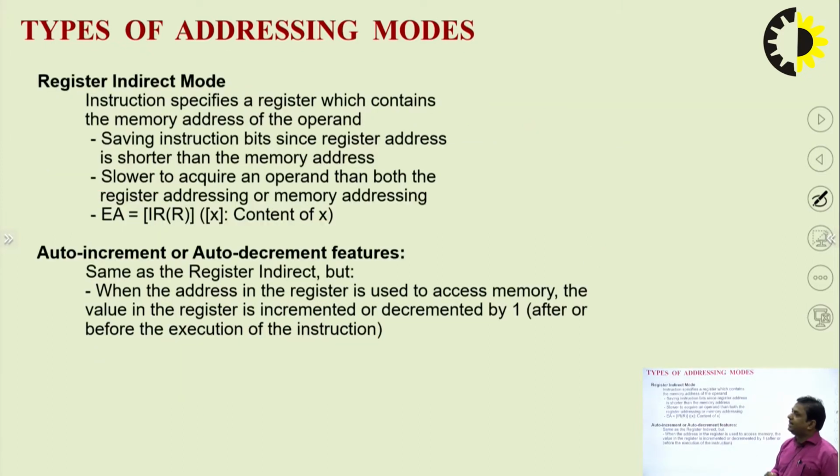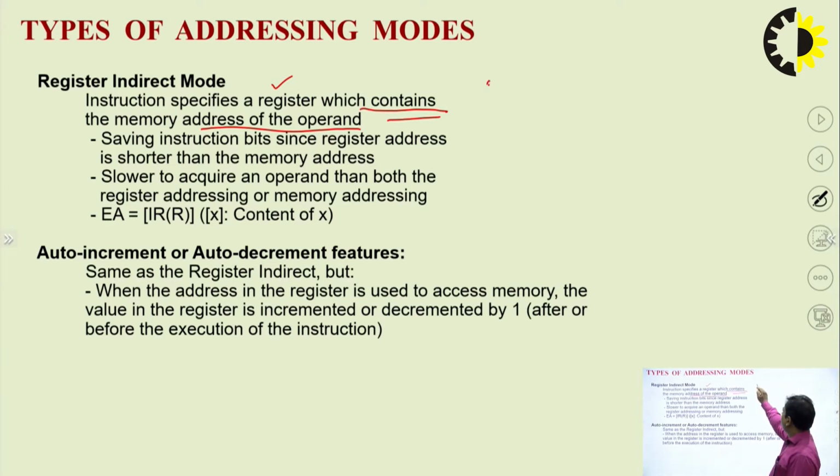Next is the register indirect mode. In contrast to the register direct mode, in register indirect mode the register will contain the address of the operand, not the operand directly, right? So in register indirect mode, the instruction specifies a register which will contain the memory address of the operand. Now the register has the address again. It does not have the operand directly, right?